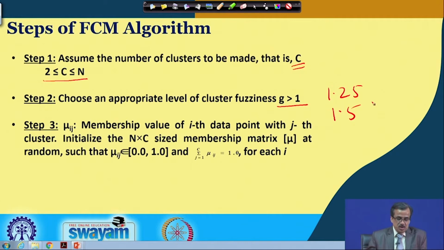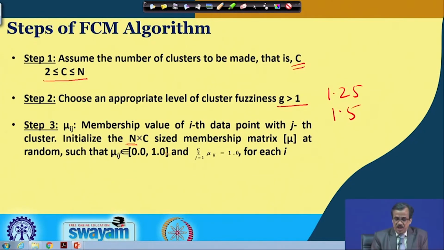Then step 3, this mu ij, that is the membership value of the ith data point with the jth cluster center. What we do is we try to initialize it at random, and then we try to modify it through a large number of iterations. Now, if there are capital N number of data points, and if we are generating say the C number of clusters, then for each data point I should have C number of numerical values for the membership, and I have got n number of data points.